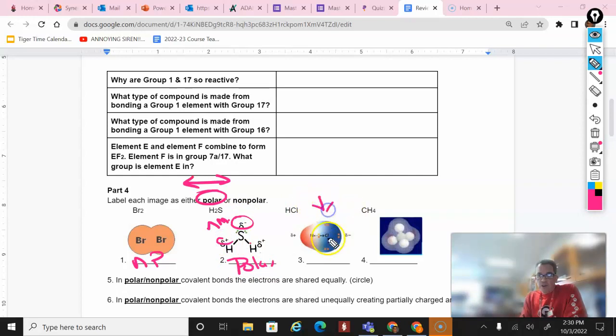If we look at this picture right here with hydrogen and chlorine, again, nonmetal, nonmetal. We have 2 nonmetals. It's very likely that they're going to be polar. All right, so they're pulling in opposite directions. So this one would be polar.